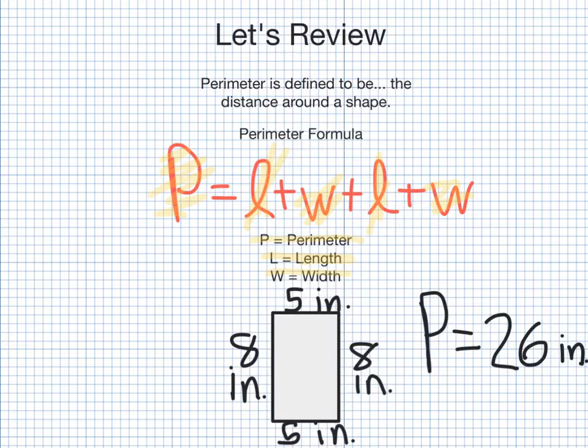Again, I have drawn a small rectangle at the bottom to show an example. Here, both of the 5s are your width, the 8s are the length of the rectangle, and after adding all 4 numbers up, you get a total perimeter of 26 inches. Here, the answer is not inches squared, unlike area.